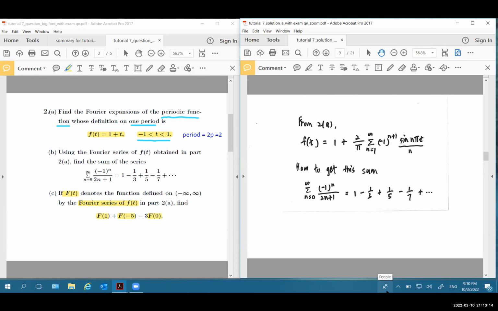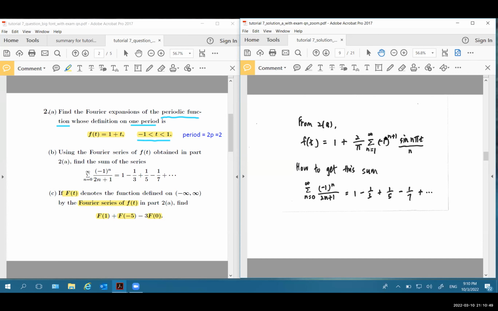What do we do? Now you see here, your f(t) equals this, right? Then here you've got an infinite sum. Obviously, if you want to get an infinite sum, it has to come from here, because this is the only place where you get an infinite sum. So this one has to come from here. Makes sense? Quite intuitive, right?